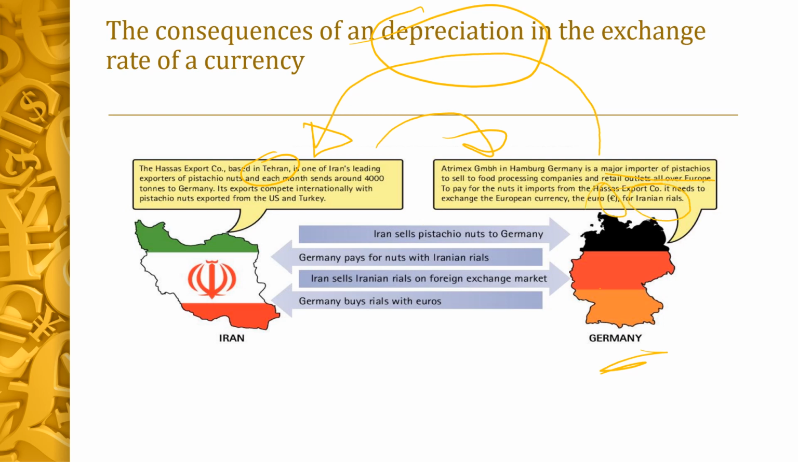To pay for the nuts it imports from Iran, Germany needs to exchange its euros for Iranian rials. So, Iran sells pistachios to Germany. Germany pays with Iranian rials. Iran sells Iranian rials on the foreign exchange market, and Germany will be buying the Iranian rials with the euros that they have.